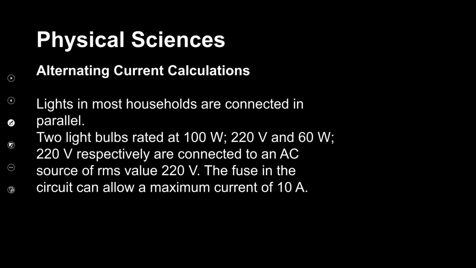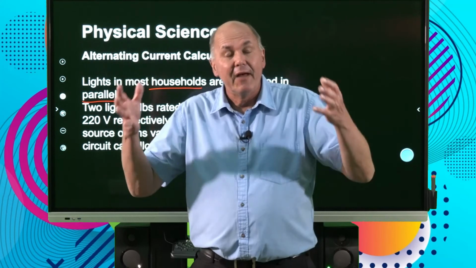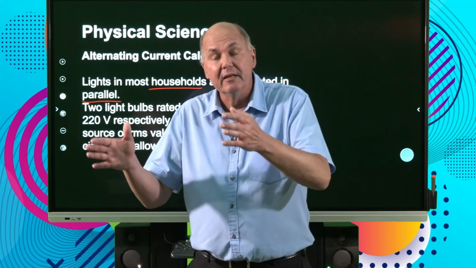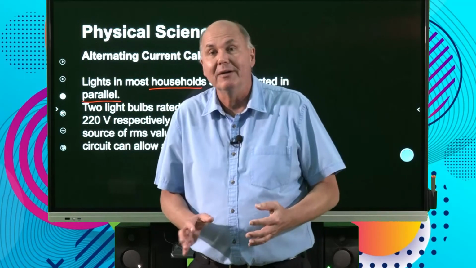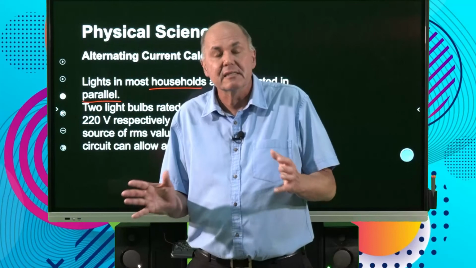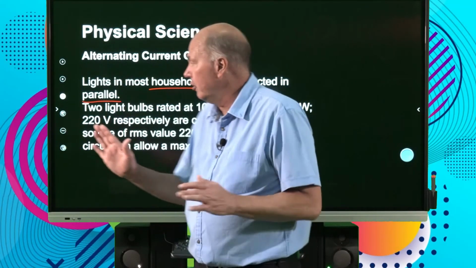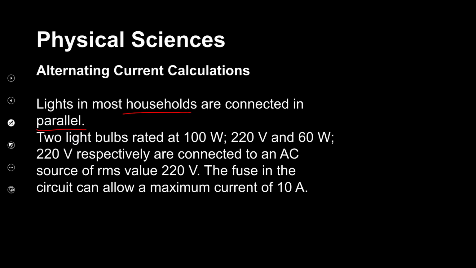So the first thing we're going to do is just to read the question very carefully. We say lights in most households are connected in parallel. And that's the beauty of the grid. In the houses, everything's in parallel, and between houses, everything's in parallel. So we've got a whole parallel grid system. So we know we can supply constant voltage across the whole board. So when we've got two light bulbs, they are rated 100 watt, 220 volt.